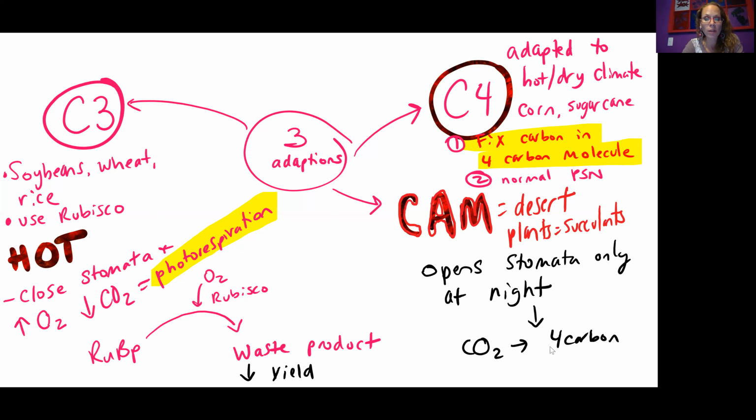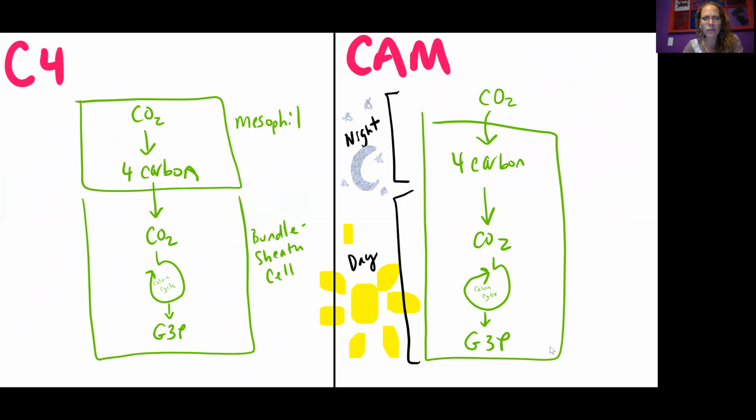It takes in all that carbon dioxide gas from the atmosphere and fixes it to a 4-carbon molecule, and then it acts like the C4 plants. The significance here is that it's a single cell rather than 2 cells working together. The CO2 enters the cell and is fixed into the 4-carbon molecule during the night, and then that 4-carbon molecule is used to release the CO2 during the day, so we can do the Calvin cycle when the sun is shining. Okay, that completes us for Chapter 7.